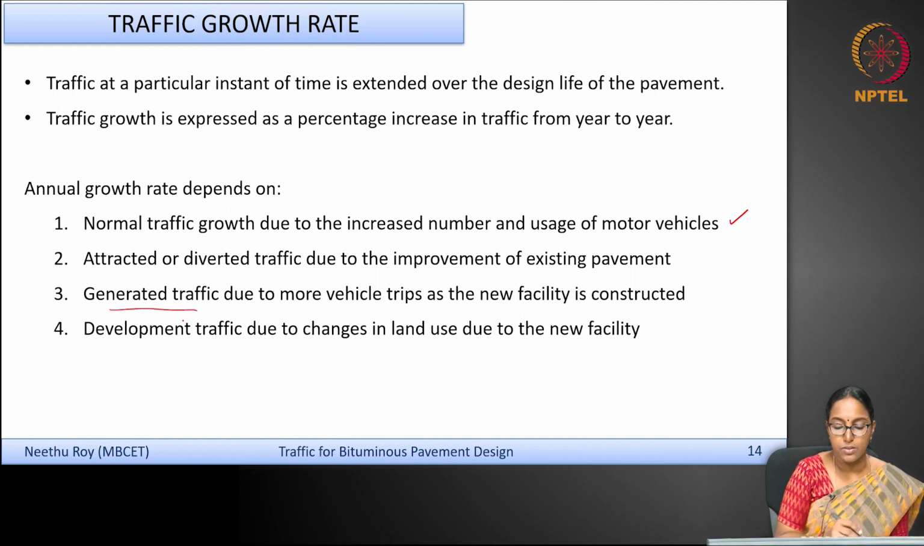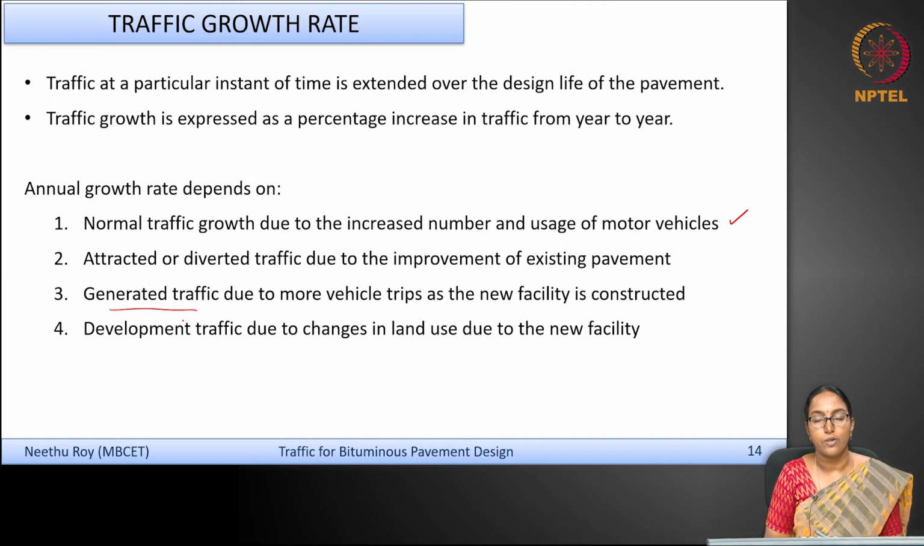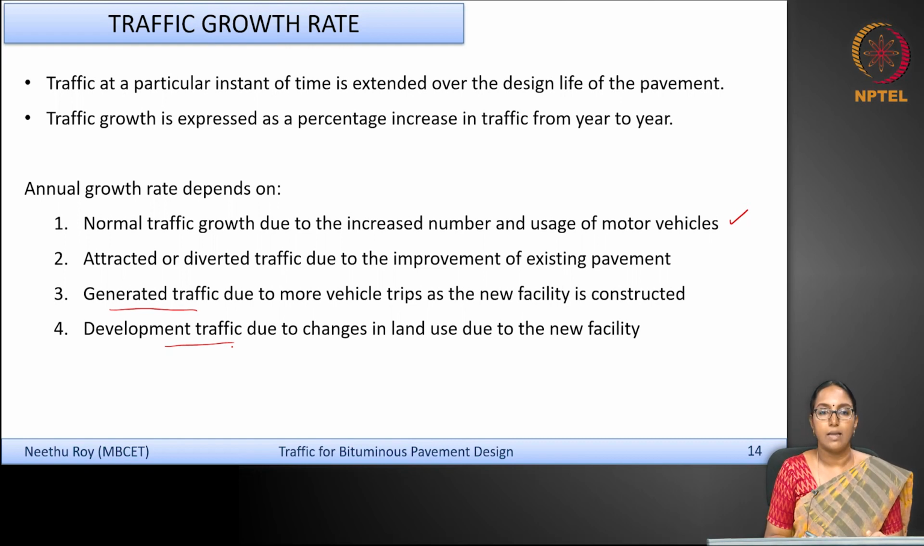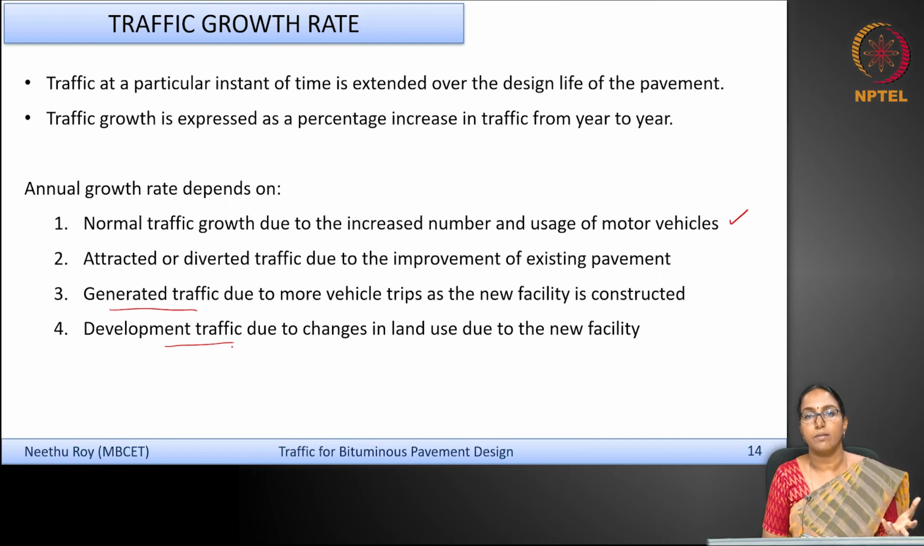Another is generated traffic. Since a new facility or pavement is created, there could be more traffic that is generated because more vehicle trips may happen. Another one is development traffic, because there could be changes in the land use or development of the region because of this new facility, which can attract more traffic. All these reasons can contribute to the traffic growth, and while estimating the growth rate, you have to consider all these factors. And of course, the traffic growth over the previous years can be considered to predict the traffic growth in the coming years.